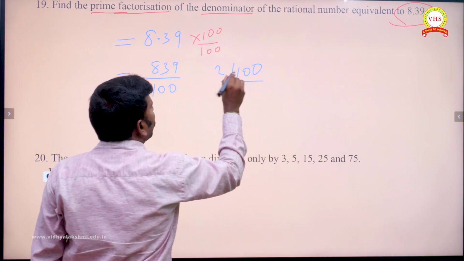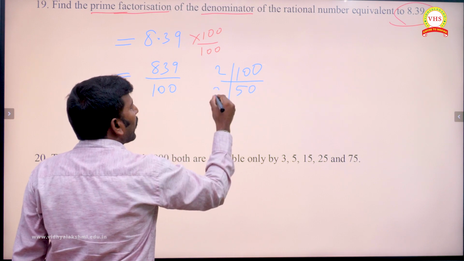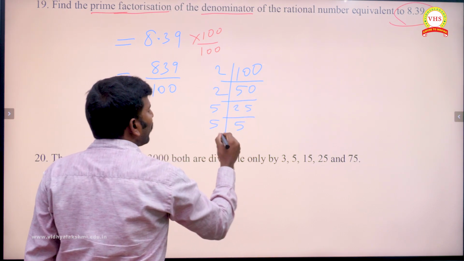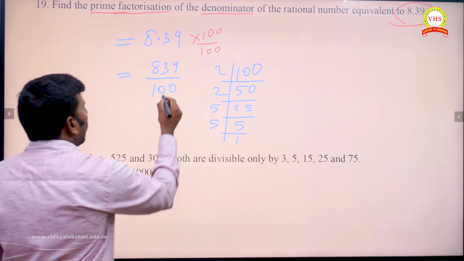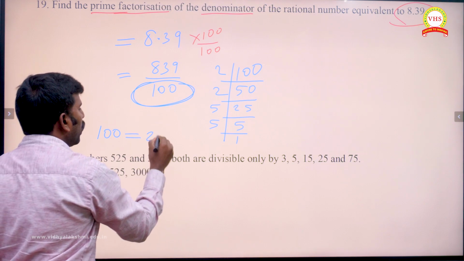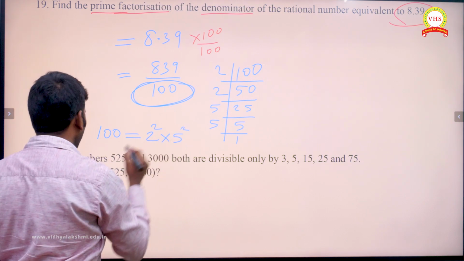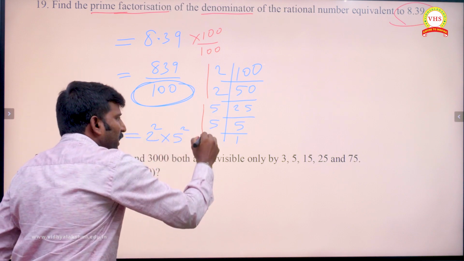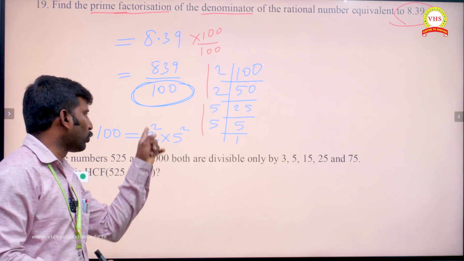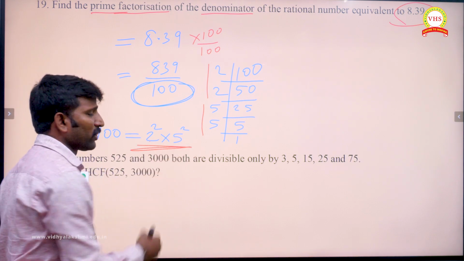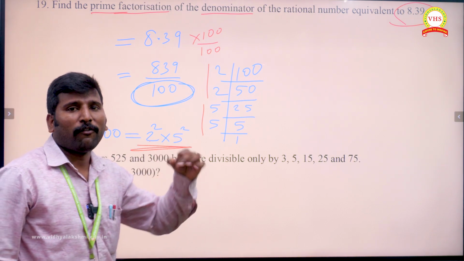100: when you divide by 2 you get 50. Again, dividing by 2, I get 25. Then 25 divided by 5 gives 5, and again 5 gives 1. So the prime factorization of the denominator 100 is 2 power 2 into 5 power 2. Why am I writing 2 power 2? Because 2 occurs 2 times, and 5 occurs 2 times. Do you understand? So the denominator's prime factorization is 2 power 2, 5 power 2.